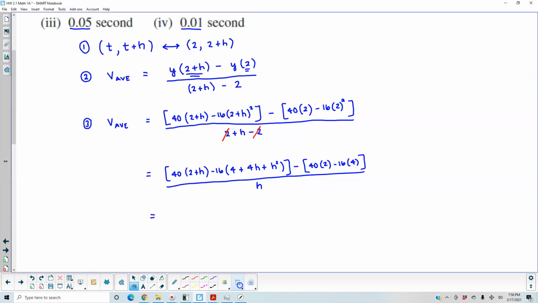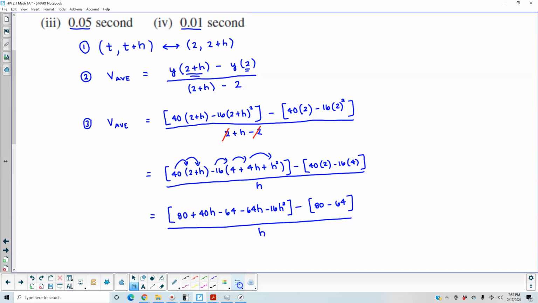Now let's distribute what we have in the brackets. If we distribute the 40, we end up with 80 plus 40h. Then let's distribute the 16, so we get minus 64 minus 64h minus 16h squared. 40 times 2 is 80, and 16 times 4 gives us 64. And again, we're dividing that by h.